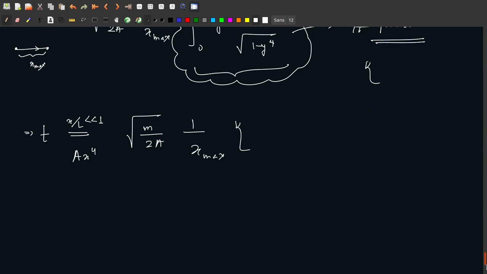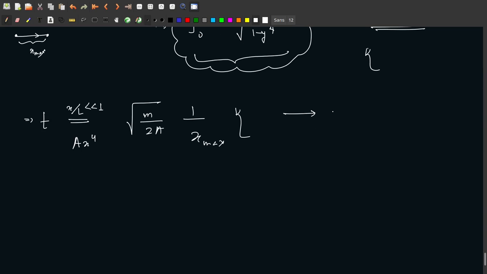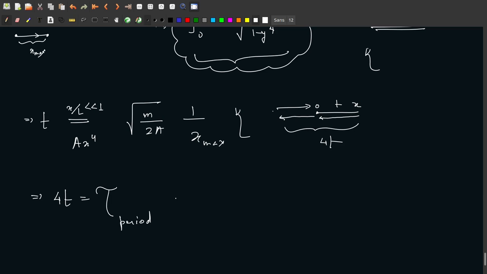Obviously you have to find out the period of oscillation. We have just computed t, that is going from here to x max. Then it will go back, retrace the path, then again go through a distance from 0 to minus x max, and then again come back. So the total time period is actually 4t. So the time period tau is equivalent to 4 times the square root of m by twice of a times kappa into x max.